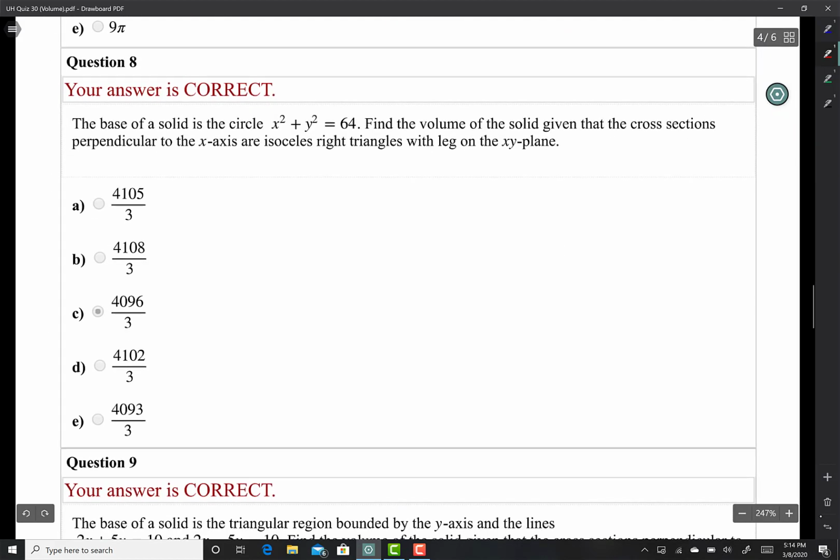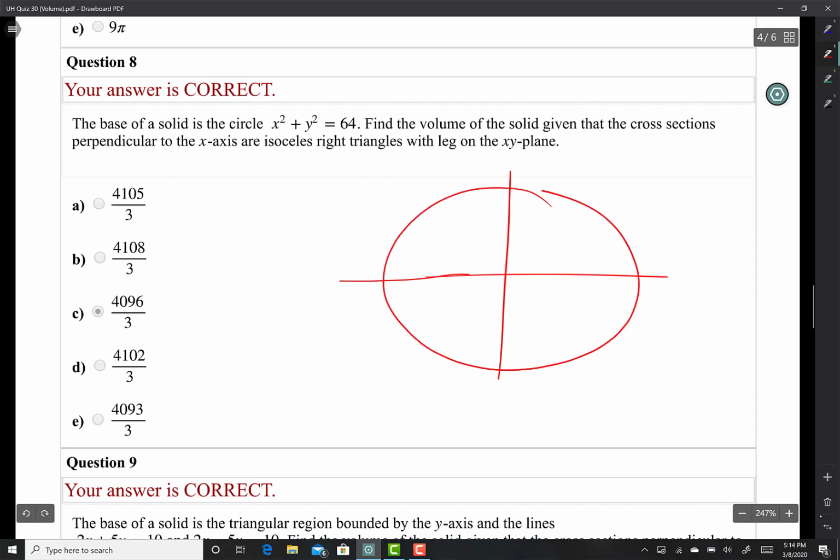All right, so here we go. The base of a solid is a circle x squared plus y squared equals 64. So again, that's centered at the origin with a radius of 8. So not bad. Negative 8, 8, negative 8, 8. Find the volume of the solid given that the cross sections perpendicular to the x-axis are isosceles right triangles with a leg on the xy plane.